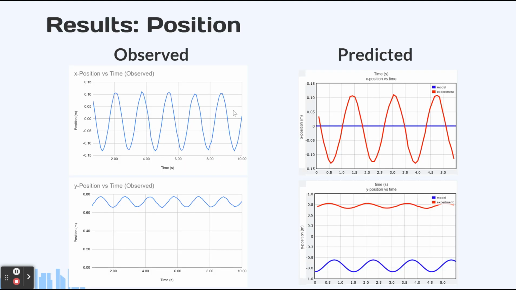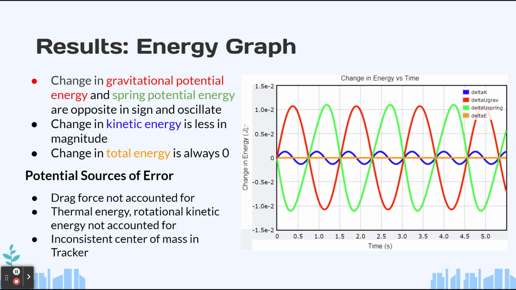So the results were that the observed and predicted positions in both the x and y directions were very similar between the observed and the predicted model, as shown here on the graphs. I would say that the observed and predicted positions for the x direction were a bit more similar than in the y direction, but overall, it was a really accurate prediction.